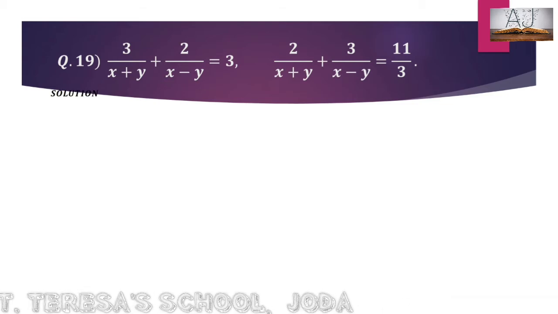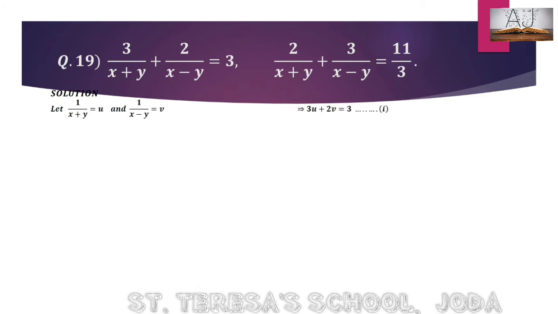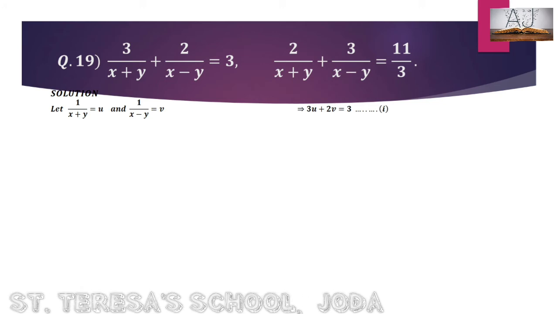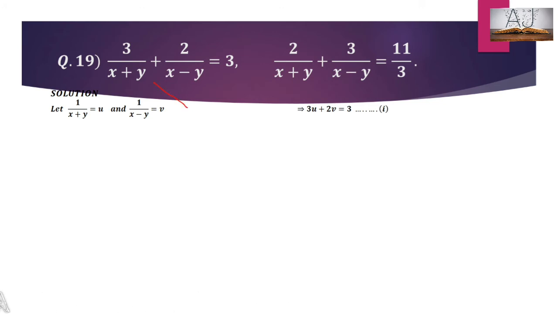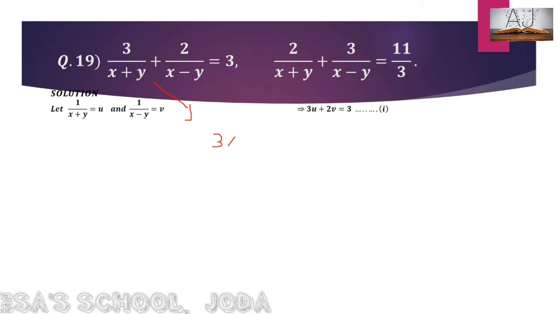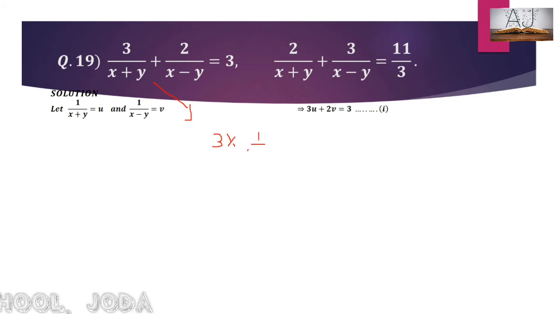So in this question, it seems different, no? Let us see the solution. It's easier. 3 by x plus y, I will assume 1 by x plus y as u and 1 by x minus y as v. So the first equation comes 3u plus 2v equals 3. Similarly, if you substitute in the second one also, you'll get it in the same way. But before that, I'll explain how we got this, okay? 3 by x plus y means 3 into 1 by x plus y.